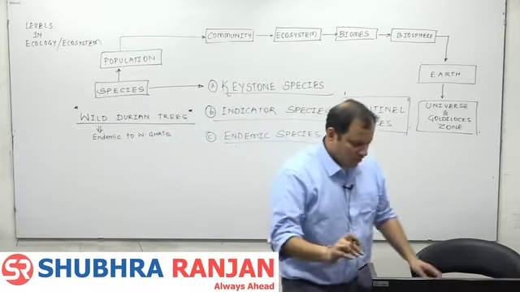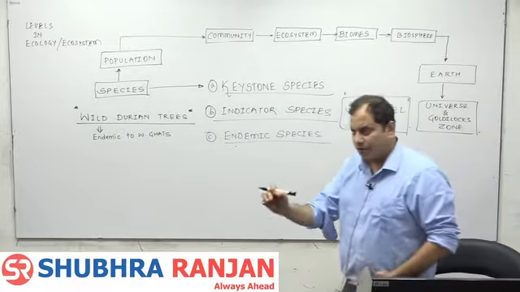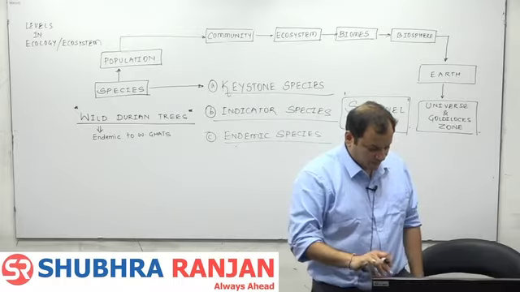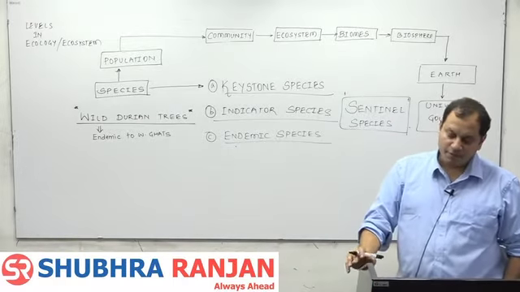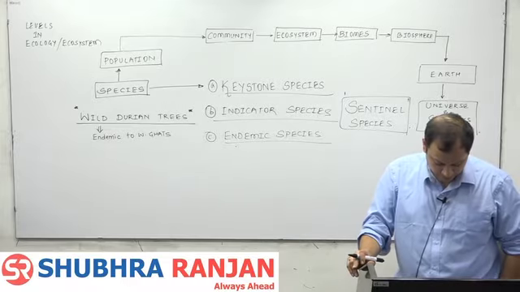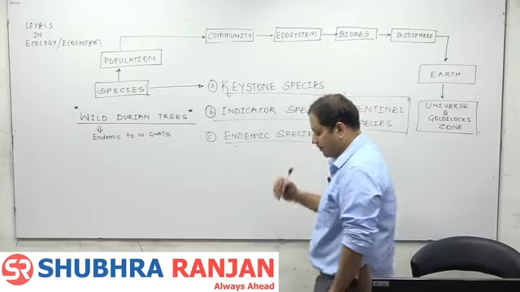endemic species. You already know what endemic species are. Species found only in a specific geographical locality or location, and not found anywhere else, are known as endemic species.